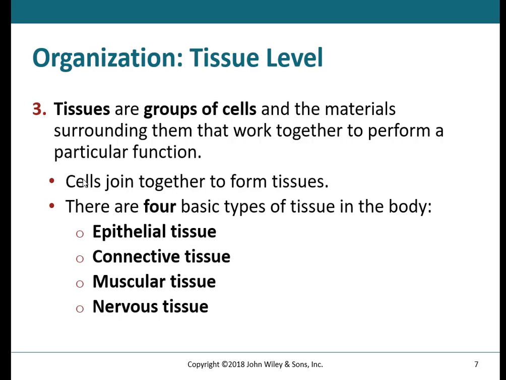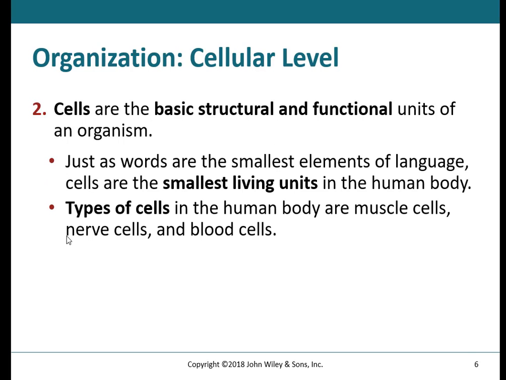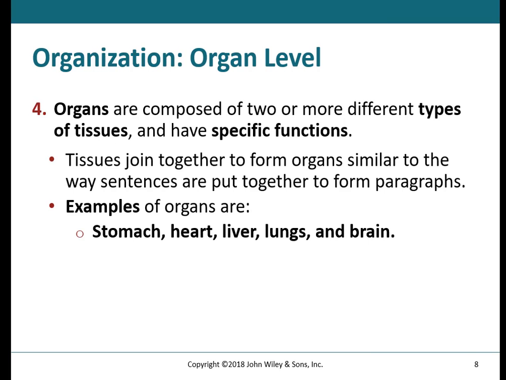Tissues, groups of cells to perform a particular function. And again, the four basic types: epithelial, connective, muscle, nervous. Organs are two or more different types of tissues with functions. So examples of organs would be the stomach, heart, liver, lungs, brain, etc. The example that they use here, tissues are joined together to form organs similar to the way cells would be words, tissues would be sentences, and then paragraphs would be like an organ.